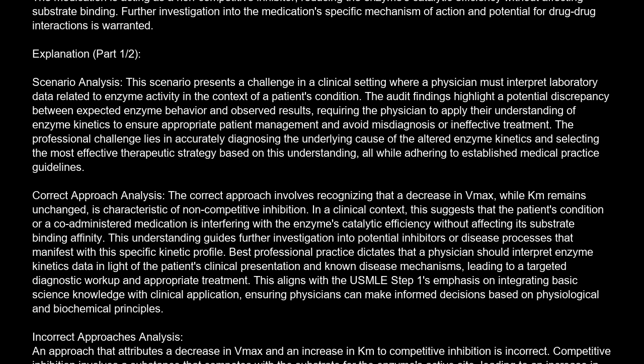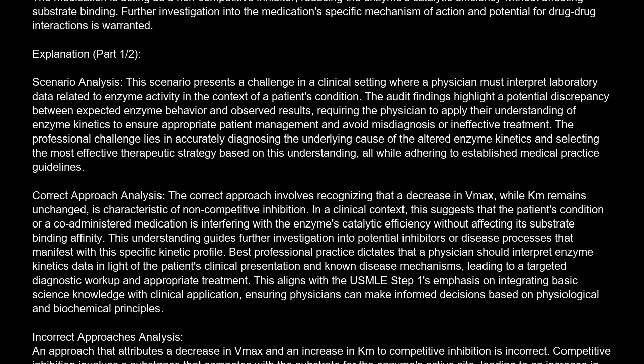Best professional practice dictates that a physician should interpret enzyme kinetics data in light of the patient's clinical presentation and known disease mechanisms, leading to a targeted diagnostic workup and appropriate treatment. This aligns with the USMLE Step 1 emphasis on integrating basic science knowledge with clinical application, ensuring physicians can make informed decisions based on physiological and biochemical principles.